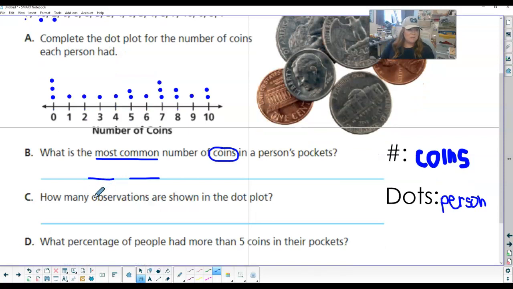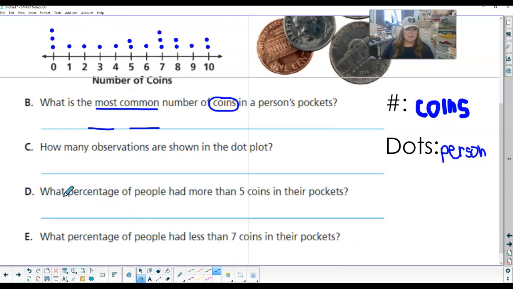Next, how many observations are shown? That question means how many people did they ask? How many people did they observe and ask that question to? So how many people are the dots? And we want to know all of them. So we're going to count all of the dots to get C.